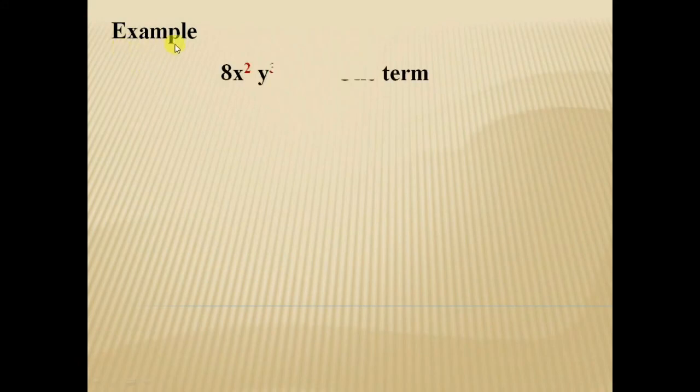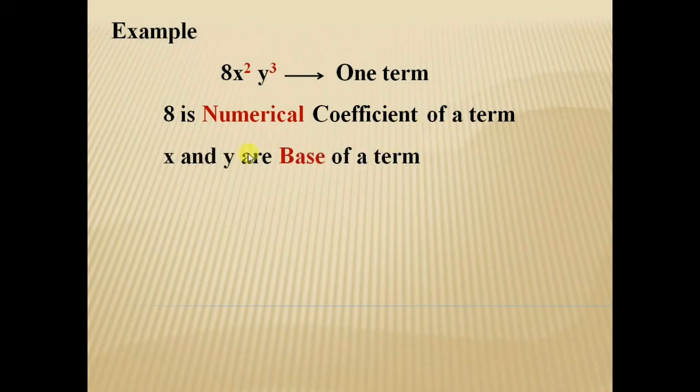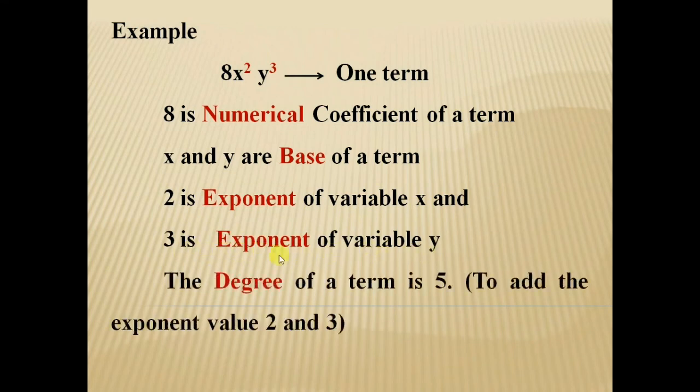Another example, 8x²y³ is one term. 8 is the numerical coefficient of the term. x and y are the bases of the term. 2 is the exponent of variable x and 3 is the exponent of variable y. Then the degree of the term is 5, to add the exponent values 2 and 3.